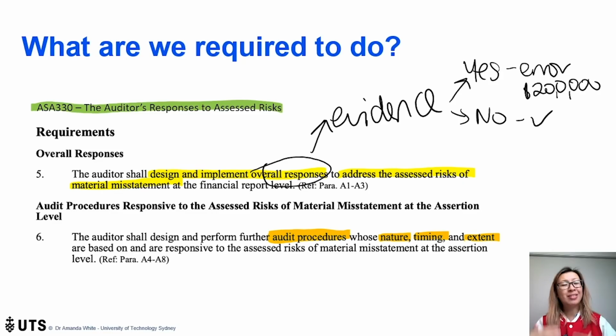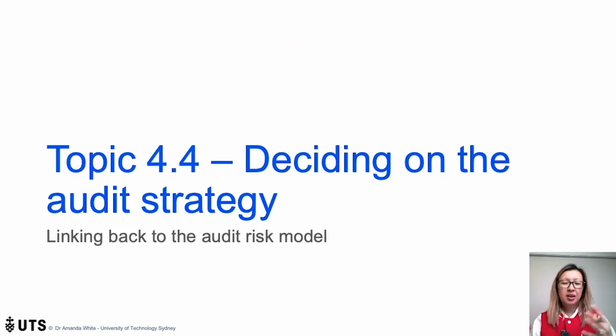So we'll talk about these sorts of decisions in our next module, but just know that when we have a risk, we are going to have to do something about it, and our response is going to need to reflect what is the risk, how big is it, what's the likelihood, and what's the potential magnitude. So how do I know what my audit strategy is?